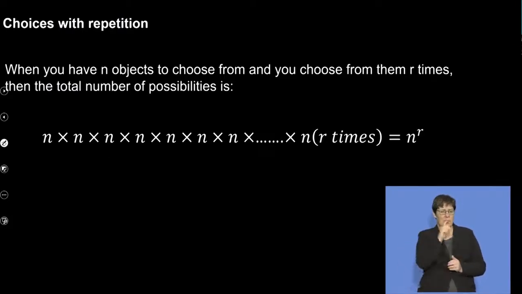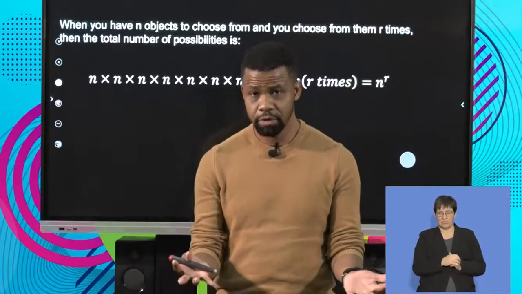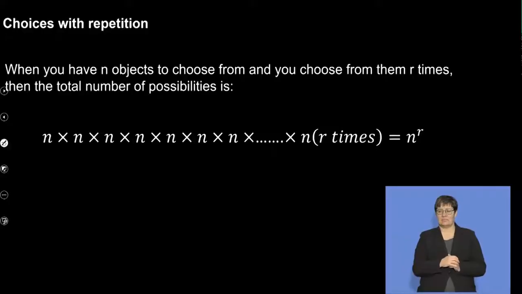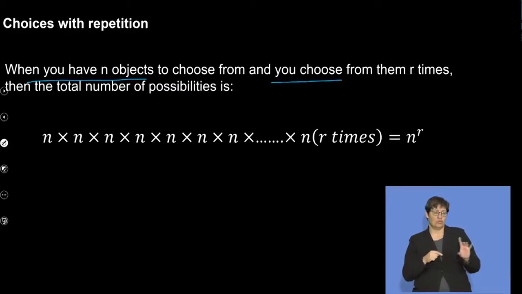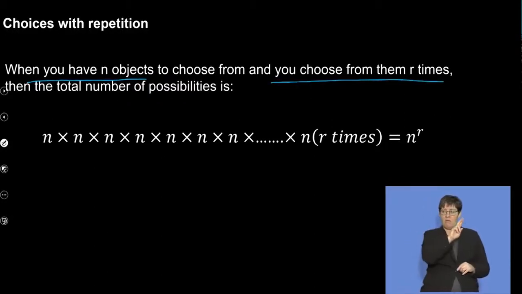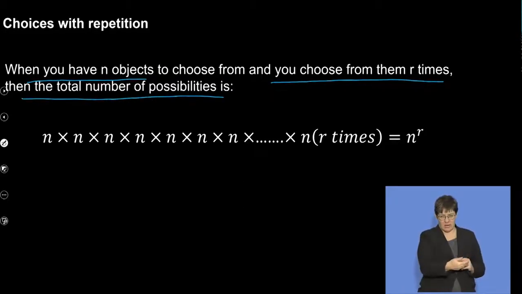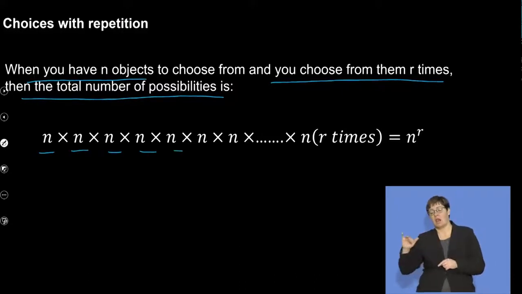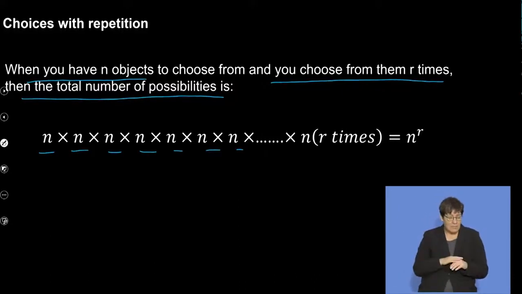What does it mean? Okay, we'll look at that. Let's see. When you have n objects to choose from, and you choose them r times, the total number of possibilities is what? Is n times n times n times n all the way. Okay, let's use numbers to make this easy.